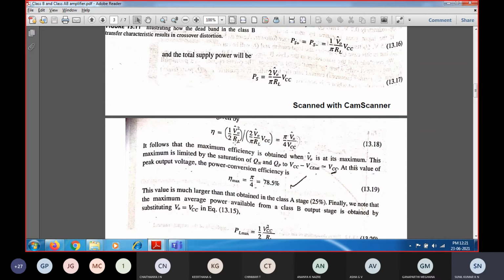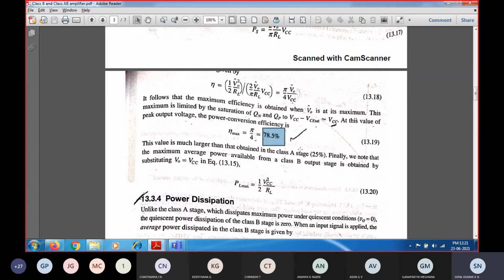So V0 square divided by 2RL into 2 V0 divided by pi RL into VCC. So that will be equal to, which we will calculate or simplify. We will be getting pi by 4 into V0 divided by VCC, and the output will be maximum when V0 will be equal to VCC. So VCC will get cancelled, and we will be getting pi by 4. So this is the maximum efficiency for a class B amplifier. So this class B amplifier will be having 78.5%.